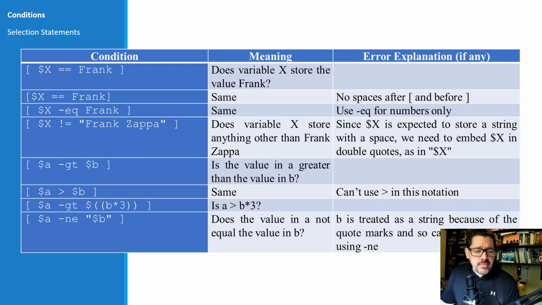And there are some interesting errors that you can see here. It's showing you some error explanations on the right, even though some of these syntaxes look correct. They may not work. For example, in the second one, there are no spaces after and before those square braces, so it'll fail. Little things like that are what you have to be aware of when you're using bash scripting, which can be kind of annoying.